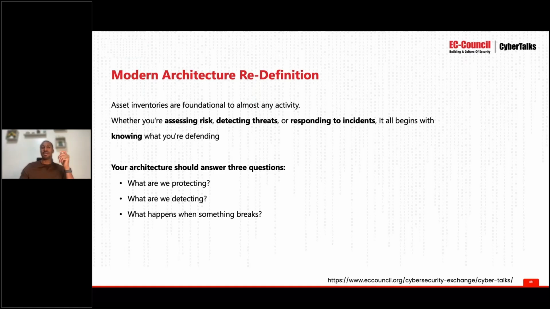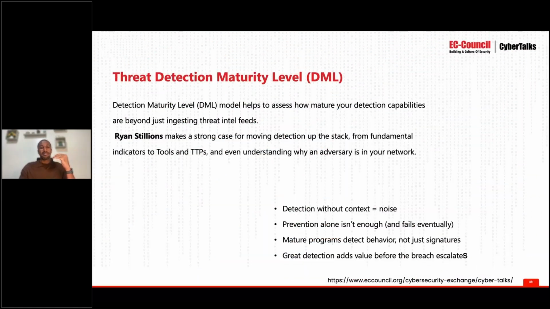When it comes to threat detection maturity level, or DML as we call it for short, it is a model that helps to assess how mature your detection capabilities are. It's beyond just ingesting threat feeds into security operation tools. There's a very famous researcher called Ryan Stillions who makes a strong case for moving detection up the stack from fundamental indicators to tools to tactics, techniques, and procedures, and even understanding why an adversary is in your network. We're going to look a little more into that later.